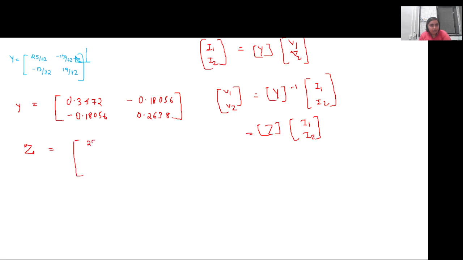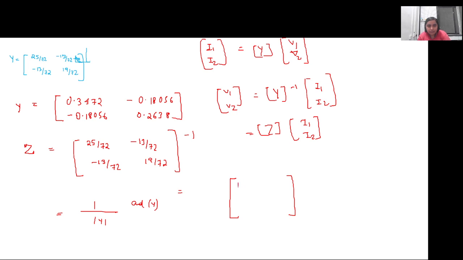That is, we have to find this matrix, 25 by 72, minus 13 by 72, minus 13 by 72, 19 by 72, its inverse. So this inverse is actually 1 by the determinant of Y into the adjoint of Y, right? The trouble here is just to find the determinant. Once we find the determinant, we can easily get the matrix. In case of the inverse of a 2 cross 2 matrix, it will be 1 by the determinant. Let us find it out. It will be 25 into 19 by 72 square minus, this minus 13 into minus 13 will be 13 square by 72 square.